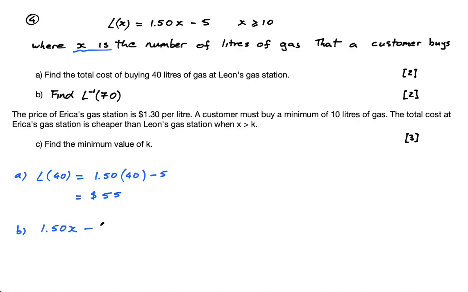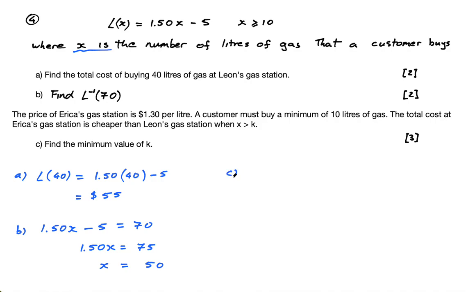So you have to equate this, 1.50x minus 5 equals 70. So that's how we get L minus 1 of 70. You equate it and then you find x. You can do this with your calculator, or if you're super smart, you can just solve it like this. Add 5, divide by 1.5, x is equal to 50. So somebody bought 50 liters and it cost them $70.